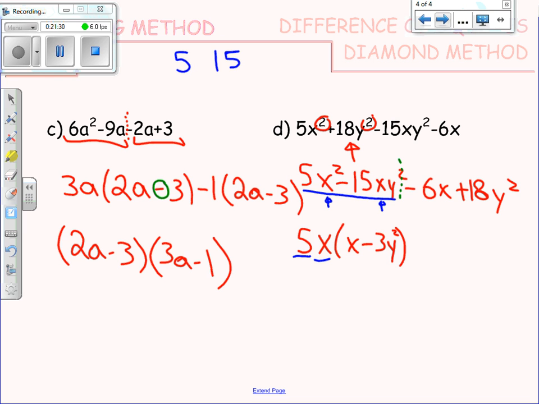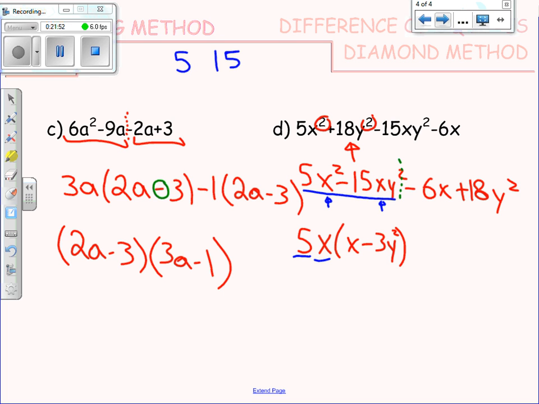And then I wrote out what I was left over with. 5x squared divided by 5x left me with just 1x. 15xy squared divided by 5x left me with a 3. 15 divided by 5 is 3. X divided by x is 1. And y squared divided by nothing. There is no other y to divide out. It's left as y squared.